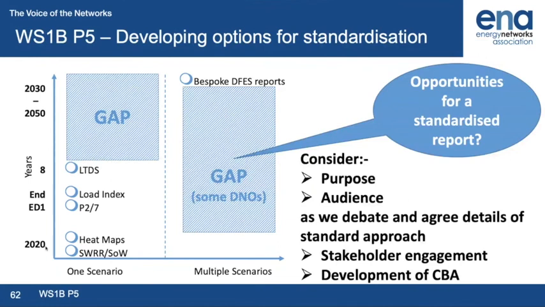Essentially, we were able to identify where there are gaps with potential for standardization. I'd appreciate your views a little bit later on whether it's useful to have a standardized report to fill these gaps. We're considering the purpose and the audience of potential standardized network capacity reports, and we're seeking your inputs on those aspects, and inputs to the CBA to evaluate our potential proposal. The gaps are shown there with the hashed areas. These are the potential opportunities for the standardized report. If we can move on, Dan.